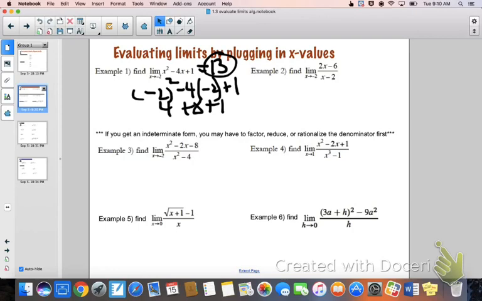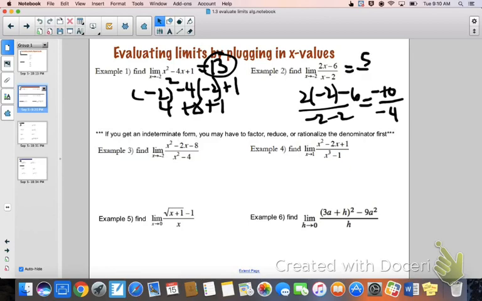Okay, example 2, when we put in negative 2, 2 times negative 2 minus 6, so it's negative 4 minus 6 is negative 10. And negative 2 minus 2 is negative 4. Negative 10 over negative 4 reduces to 5/2. So direct substitution is the first way to evaluate limits.